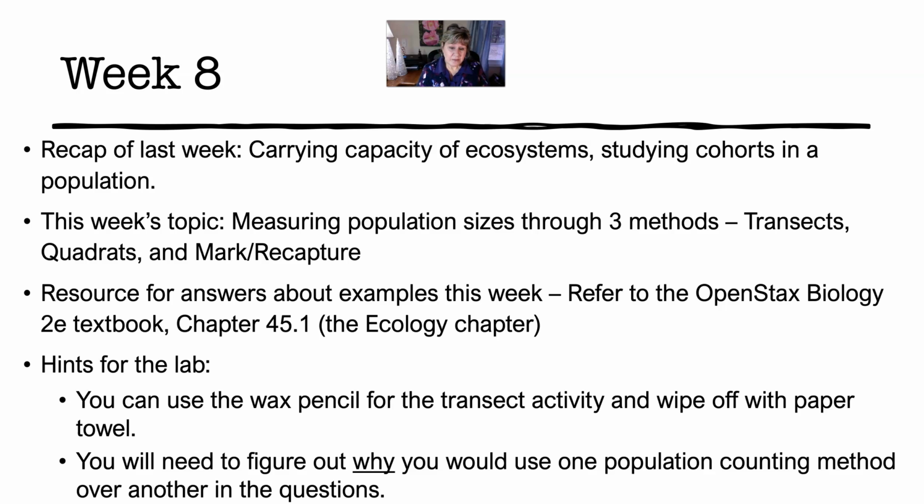One hint for this week, it tells you to use a dry erase marker for your sheet that you have, the laminated sheet. I just used my wax pencil that I got with my kit, and it worked perfectly fine and didn't rub off when I brushed against it or anything, and it just wiped off with a paper towel. So just know that you can use that wax pencil for marking your transects and that sort of thing, counting, all that sort of thing.